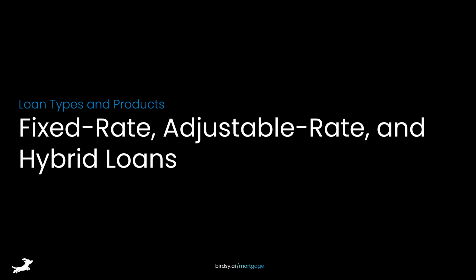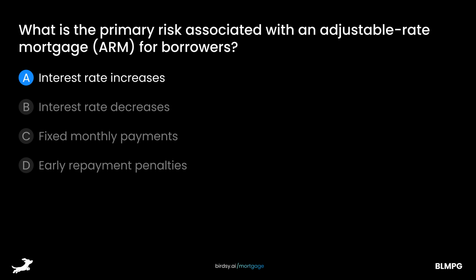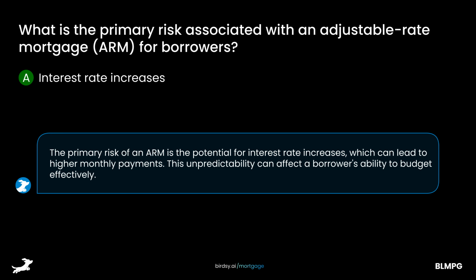Fixed rate, adjustable rate, and hybrid loans. What is the primary risk associated with an adjustable rate mortgage for borrowers? Is it A, interest rate increases, B, interest rate decreases, C, fixed monthly payments, or D, early repayment penalties? The answer is A, interest rate increases. The primary risk of an ARM is the potential for interest rate increases, which can lead to higher monthly payments. This unpredictability can affect a borrower's ability to budget effectively.